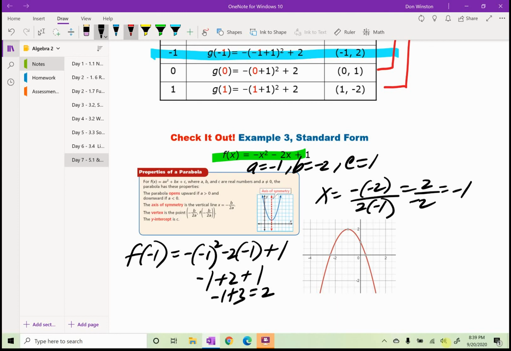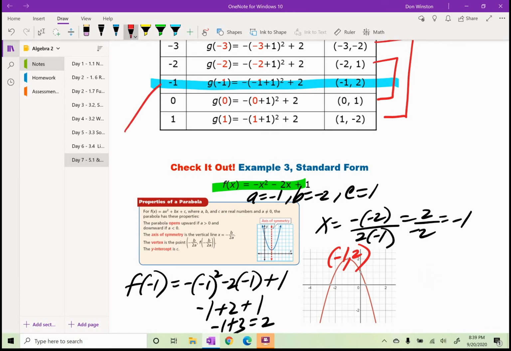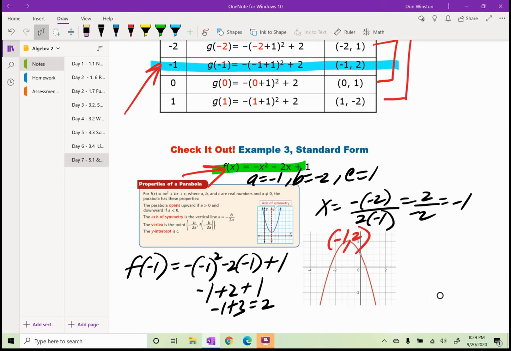So you see there's the vertex then. X was negative 1. That's the axis of symmetry. And at the axis of symmetry, y is equal to 2. And you see it there on the graph. And then in graphing, we would start at the vertex and then use the standard form to help you find the other 2 points. 2 points to the left, and then the 2 points to the right, we could use symmetry.